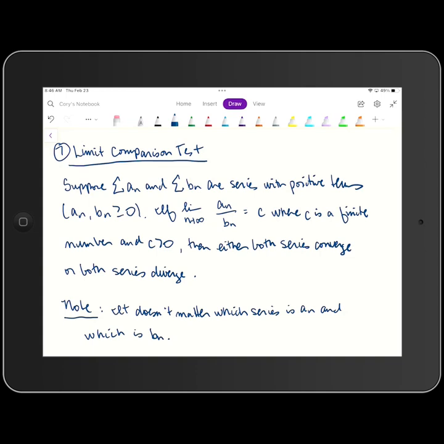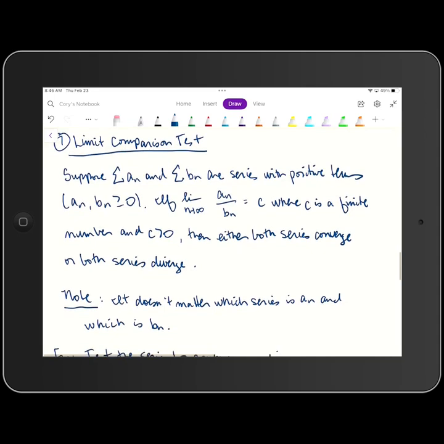Okay, and then something that you're going to take note of is when using the limit comparison test, it does not matter which series is our a sub n and which series is our b sub n. So when I work through the two examples with this, I will do one of the examples where the series that we are given is a sub n, and the series that we're going to pick to compare it to is going to be b sub n. The second example, I will use the given series as my b sub n, and the series that I'm going to compare it to, I'm going to make that be my a sub n, and show that it works either way.